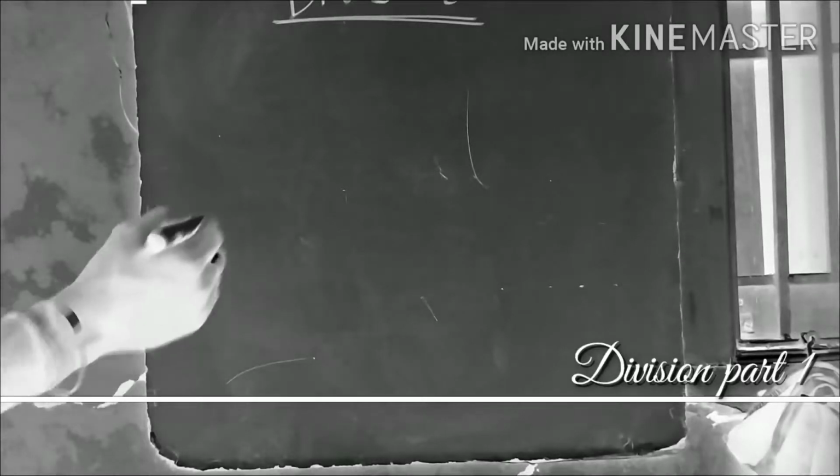Before we start the division, we have to know the tables. You can go to the playlist, where there is a table available from 1 to 20. You can learn it, then it is easy to study division. So let us start. Now we will learn 1 digit, 2 digit and 3 digit division. So we have to start now.